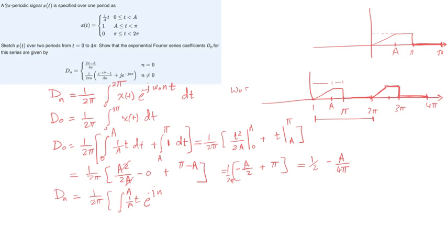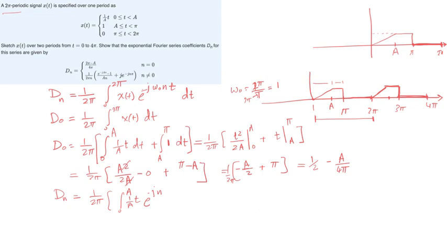Mm-hmm. 1. So omega naught is equal to 1, because omega naught, by definition, is 2 pi over the period, T, and the period is 2 pi as well, so it's 1. Okay, because this is 2 pi. It's already mentioned in the question. Okay.